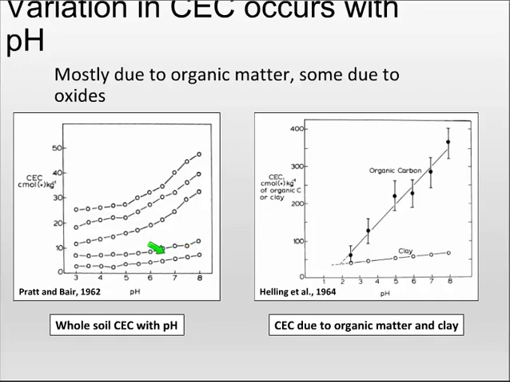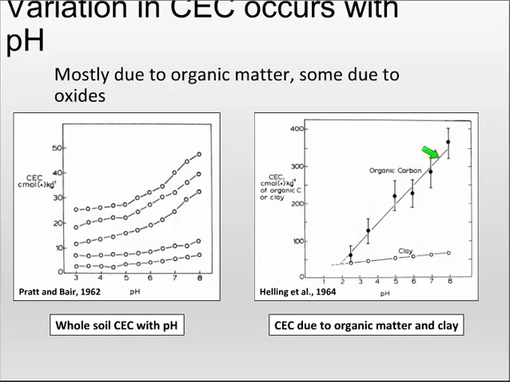This is called pH-dependent charge. These ones with a higher CEC initially also have a larger change as you get above about a pH of 5. So this is a rapid change. A lot of this can probably be tied to actually organic matter, because if you look over here, when we separate clay from organic matter, as you increase the pH, clay has a moderate increase in CEC. Organic matter has a large increase.